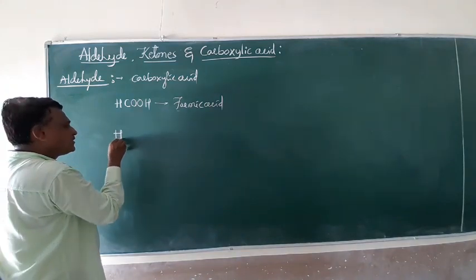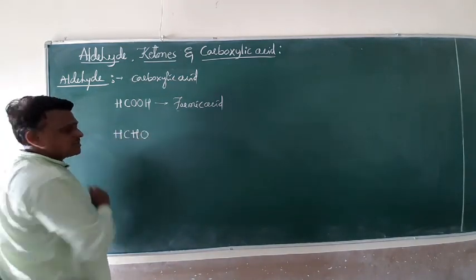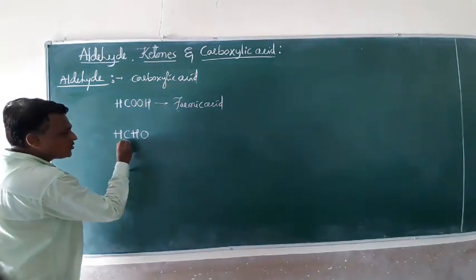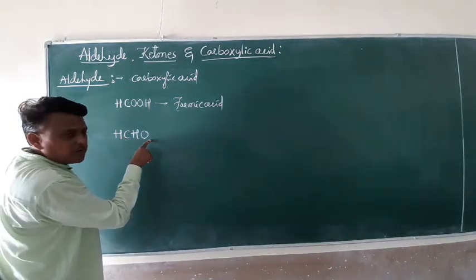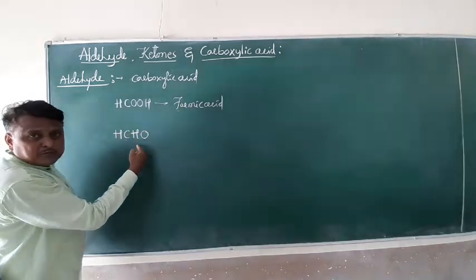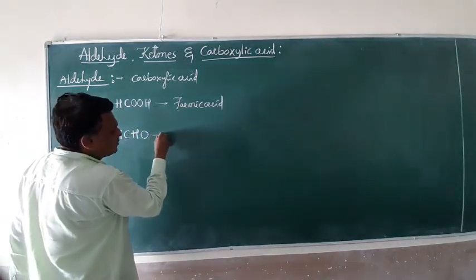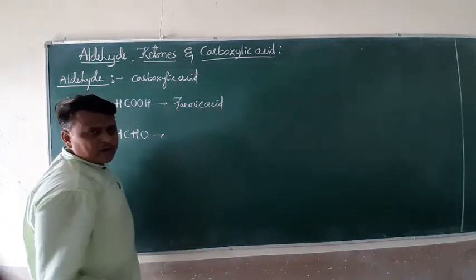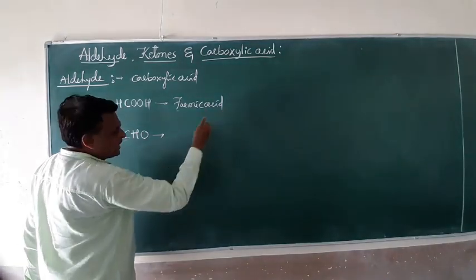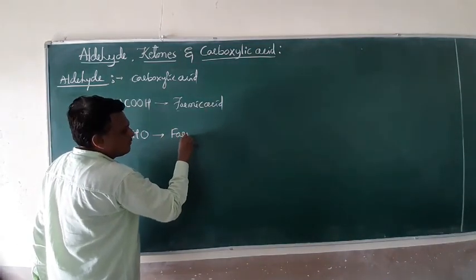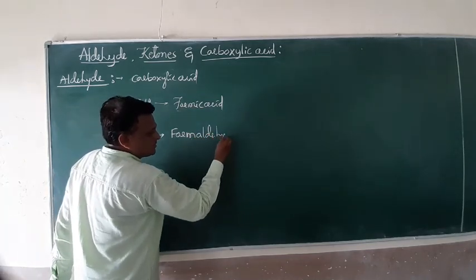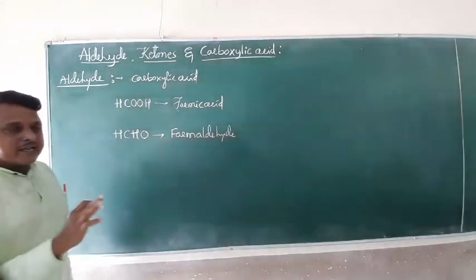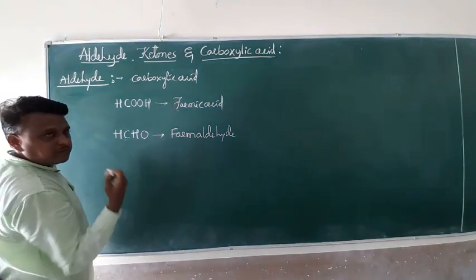The formula of the first is simply HCHO, because CHO is the functional group of aldehyde. I repeat, CHO is the functional group of aldehyde. Yes, it is derived from the carboxylic acid, formic acid. Already we know that we replace the OIC acid or IC acid by aldehyde. The name of this compound is formaldehyde, because it is a formic acid derivative.